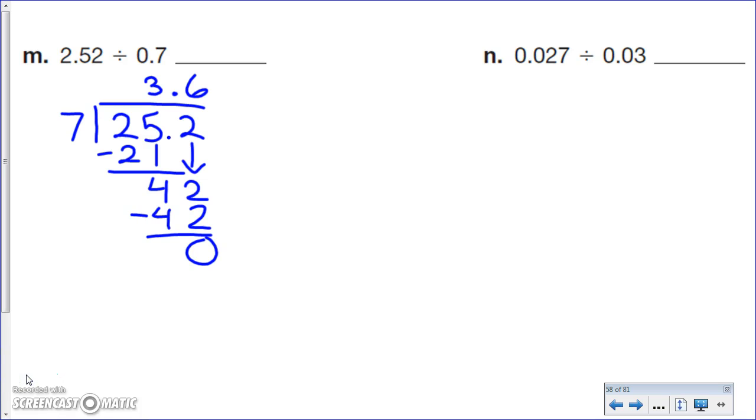All right, last problem here. We've got 2 decimal places in our divisor, so we're going to move it 2 in both numbers. We know 3 can't go into 2, so we're going to put a 0 and a decimal place above the dividend. We know 3 goes into 27 9 times. So our answer is 9/10 for N.